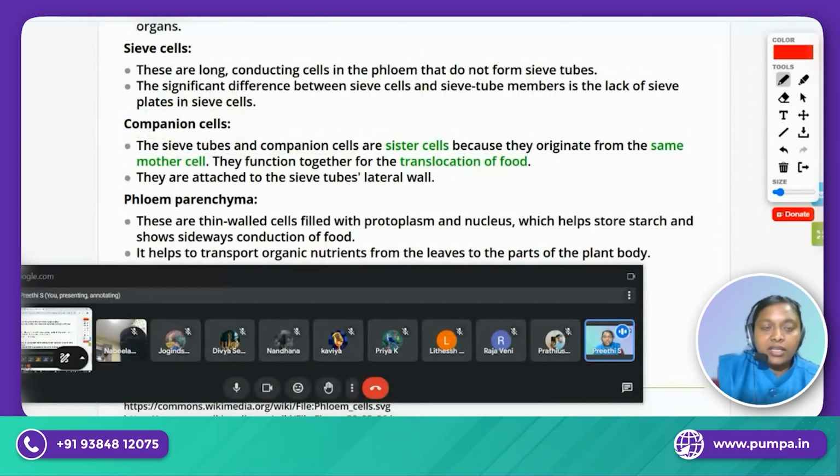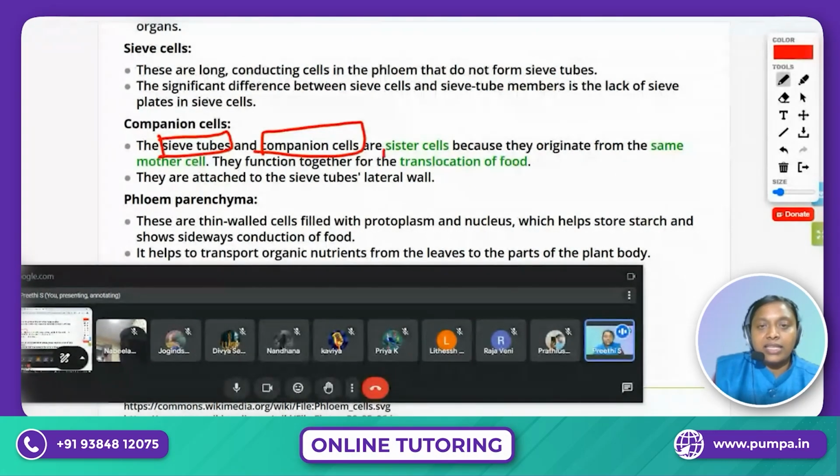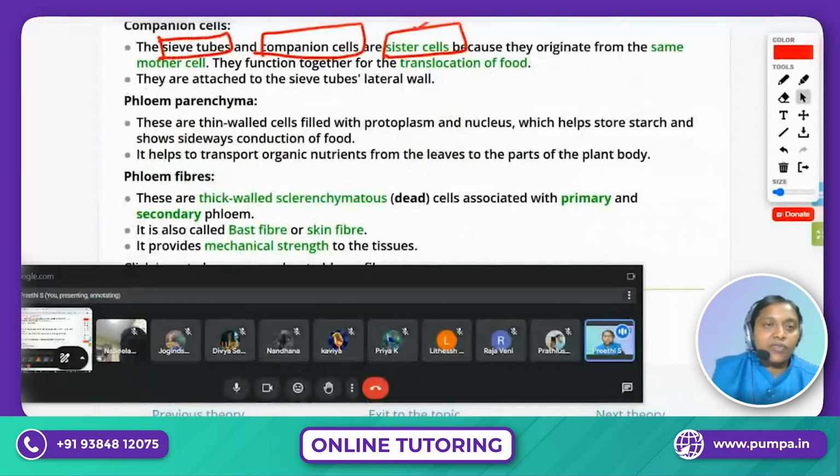Remember children, sieve tubes and companion cells together are called sister cells. Clear? So if a plant has companion cells, compulsorily there will be sieve tubes. Because of it they are called sister cells, and they have the same origin. Next, phloem parenchyma. Its characteristic feature is that it is a living component, and it helps in the storage of food.